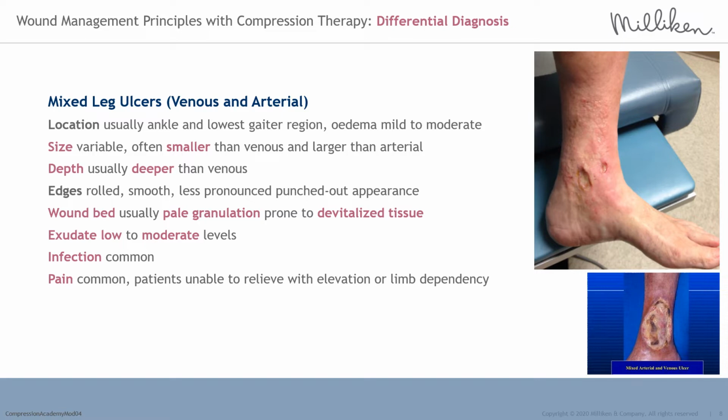The limb and wound tissue is pale and prone to developing devitalised tissue, slough and necrosis. Wound fluid levels are lower than that of the venous ulcer, usually low to moderate levels, and infection is also common. Whereas patients with venous insufficiency gain pain relief through limb elevation and arterial through allowing the limb to be dependent or dangling downwards, the patient with mixed disease is unable to relieve the pain with either method.